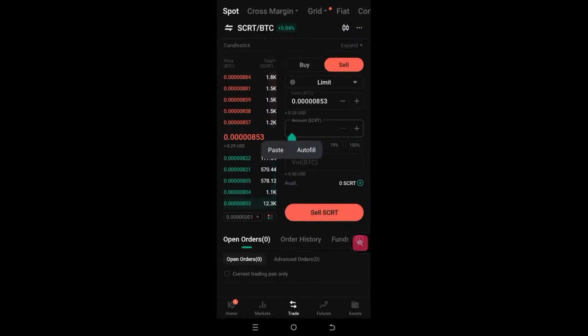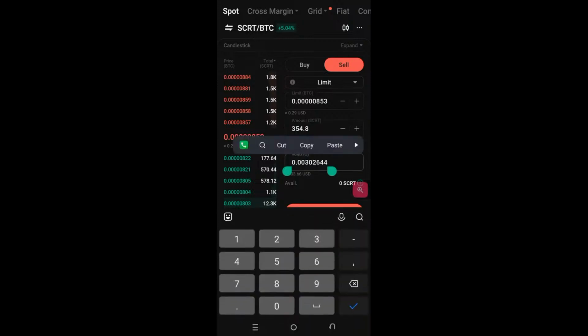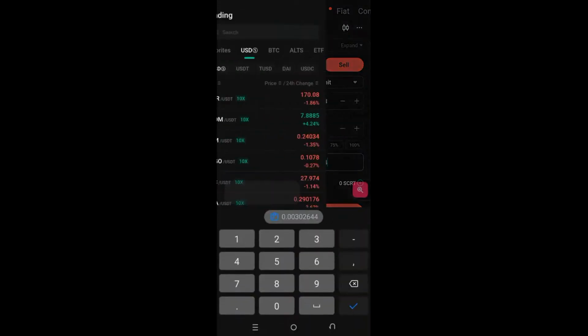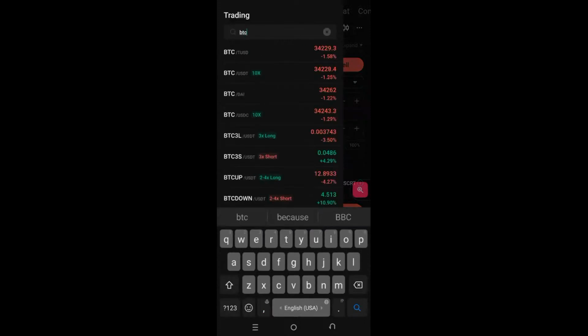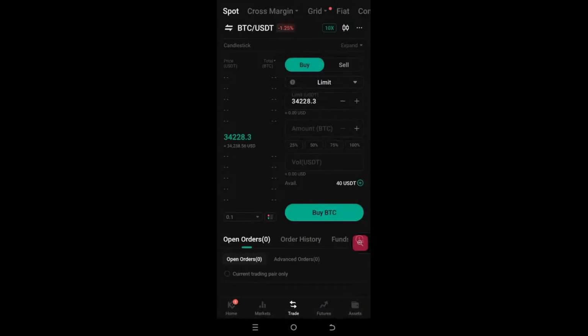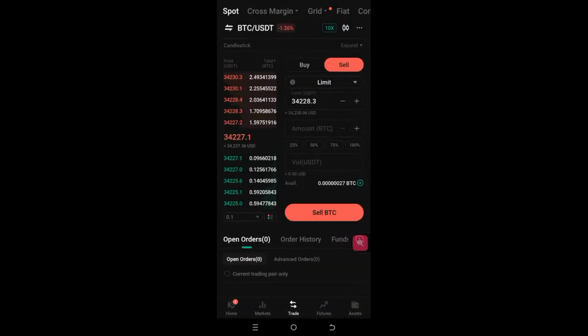How much here? 302. Let's just see how much profit that's in BTC. So let's copy that. Go to BTC USDT. Don't forget, that's where we're going to change it back to profit. Okay, we'll sell and place that in there. We were supposed to make 3.5%.